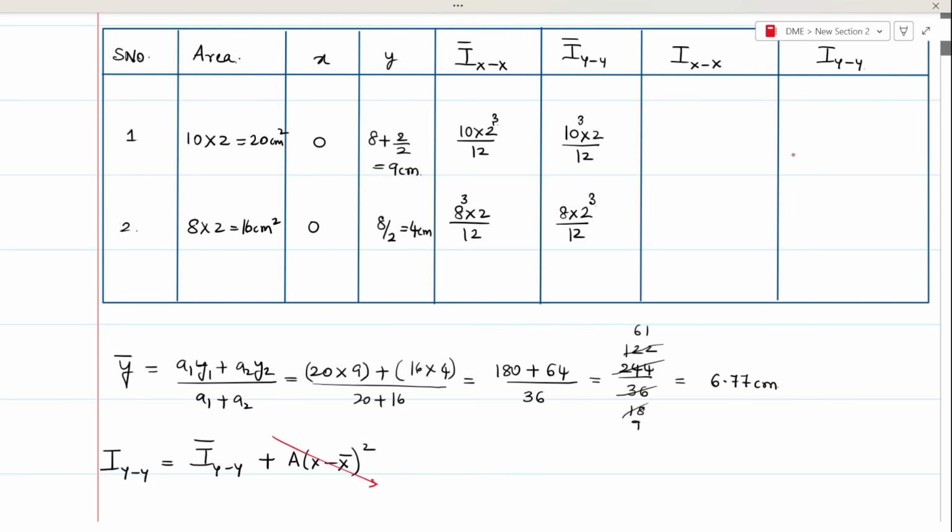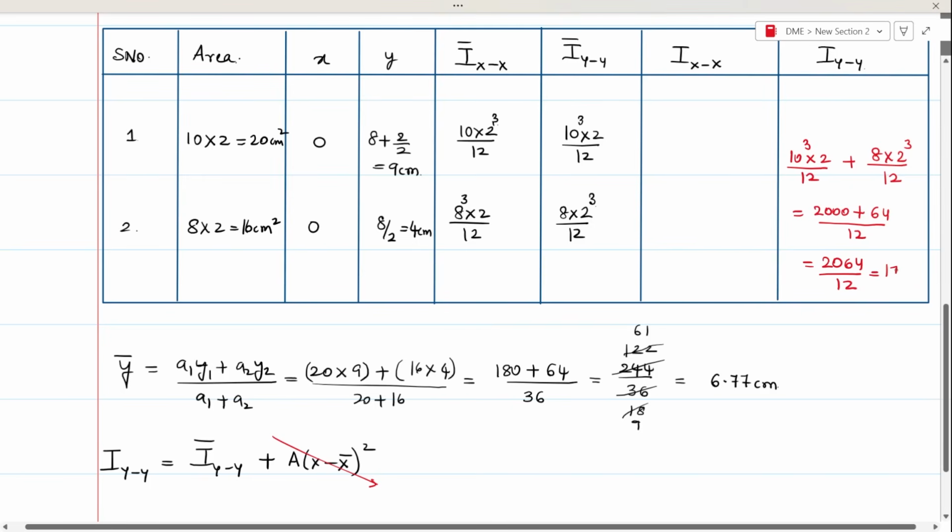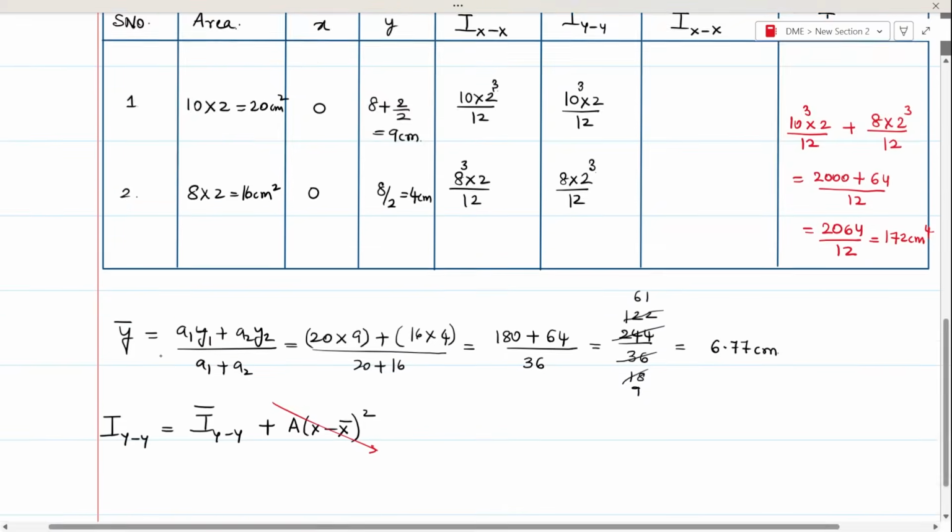So it will be the summation of 10 into 10 cube into 2 divided by 12 plus 8 into 2 cube divided by 12. So 10 into 10 cube is 1000, 1000 into 2 is 2000, 2000 plus 8 into 8 is 64, divided by 12. So this is 2064 divided by 12. Upon calculation, the value comes out to be approximately 172 centimeter power 4.